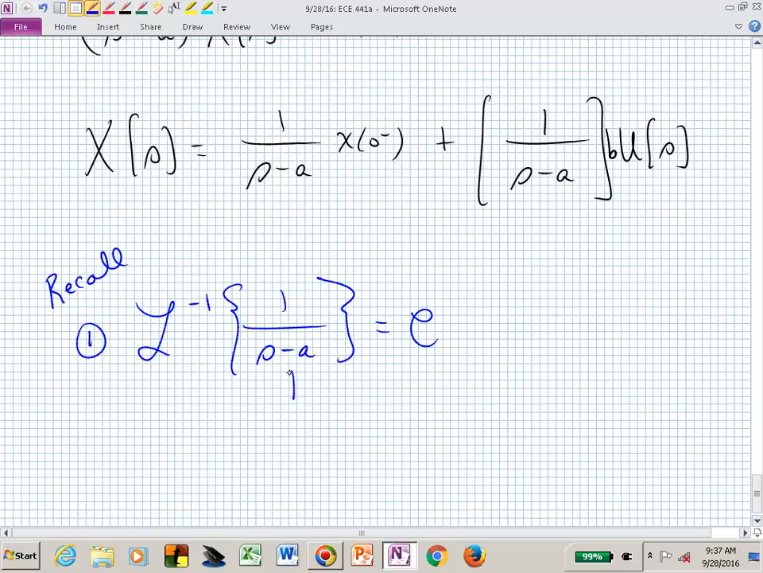So, because I'm putting my minus sign there, this is actually e. All I have to do is mention Disney, and here comes Mickey Mouse, right? So the inverse Laplace transform of 1 over s minus a is e to the at.